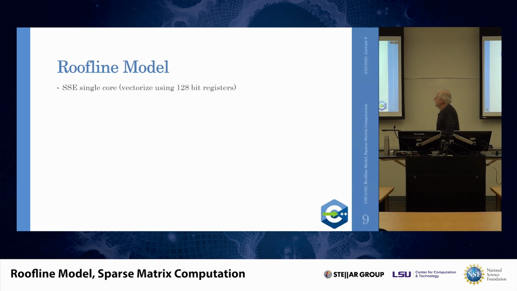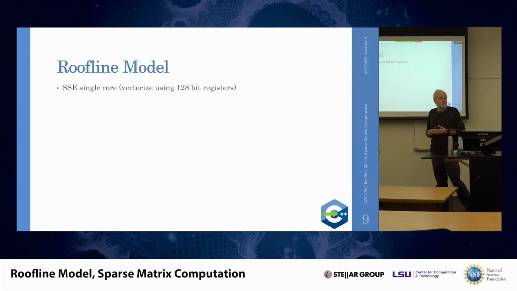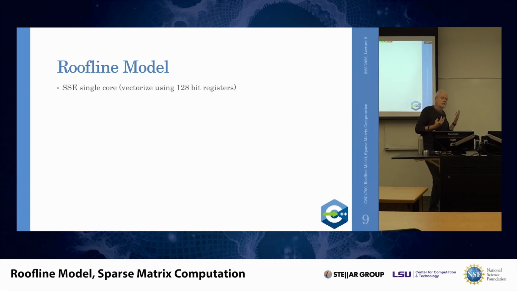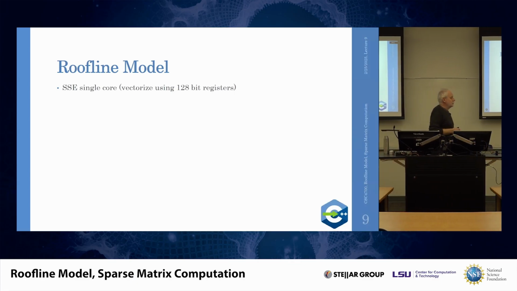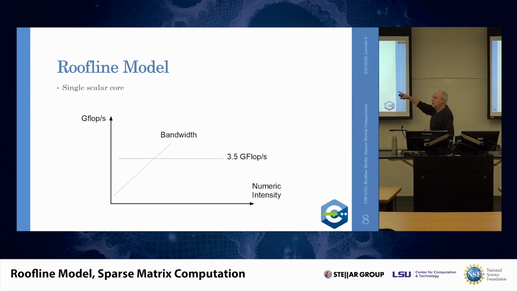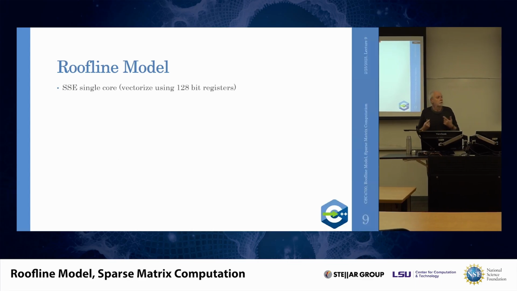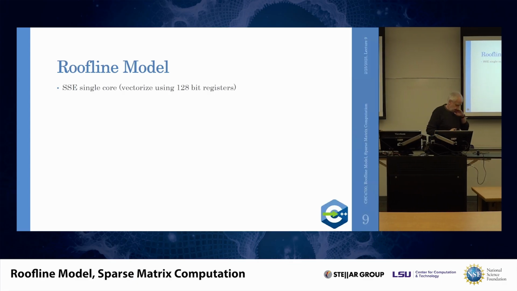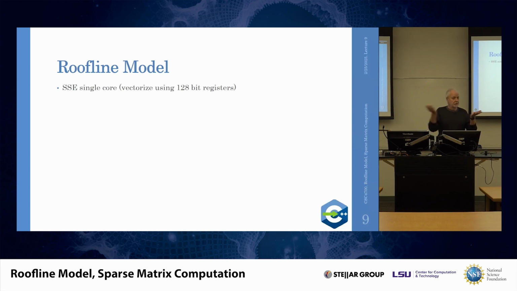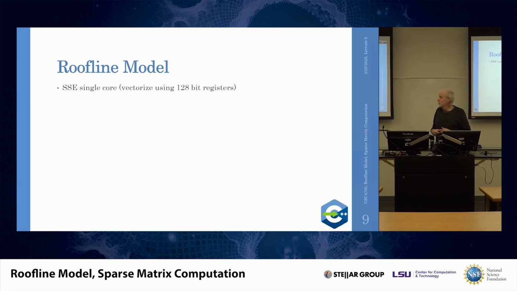Now, if we start looking at vectorization with SSE architectures, it means that we have 128-bit vector registers. That means we can do 2 double operations per cycle. On a single core, we can do 1 double operation per cycle, 1 floating point operation per cycle. When we vectorize on SSE, we can do 2 floating point operations at the same time, right? Because 2 doubles are loaded into a vector register, and then the floating point operation is performed in the same cycle on both double values.